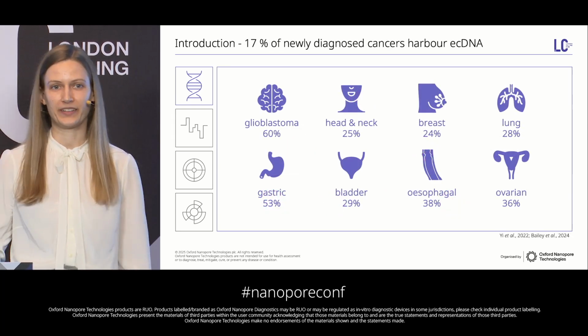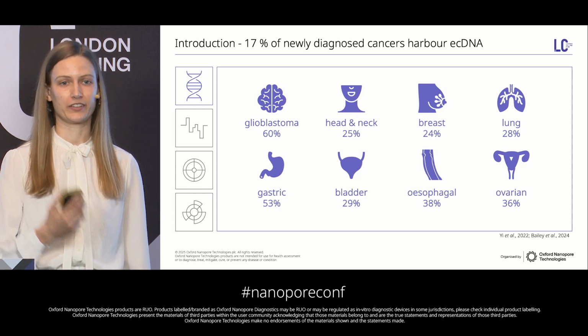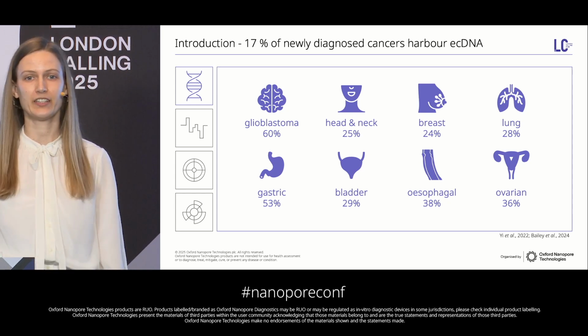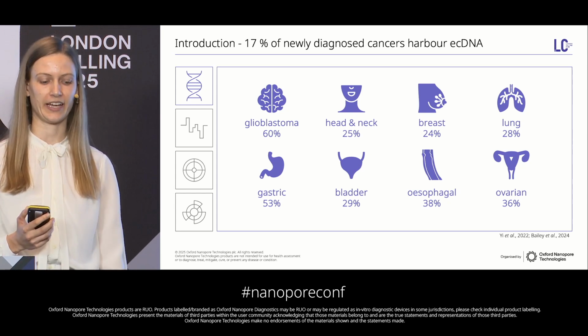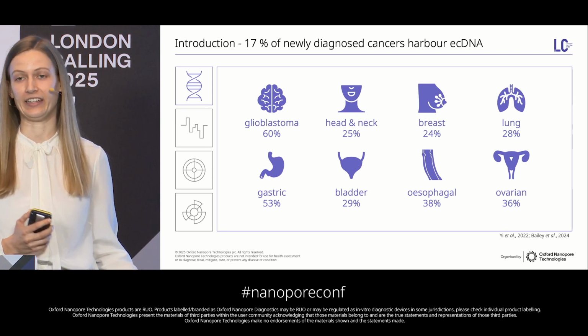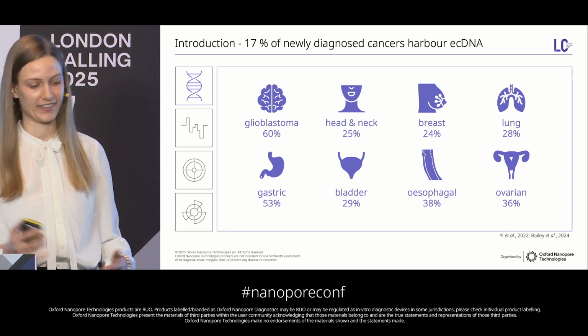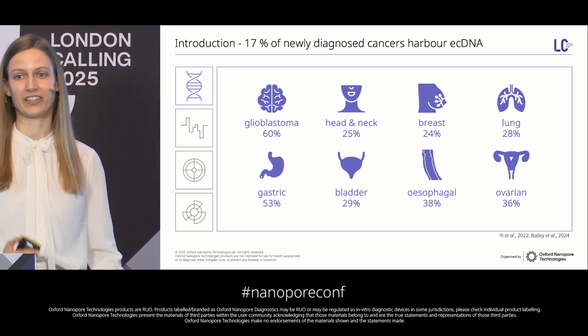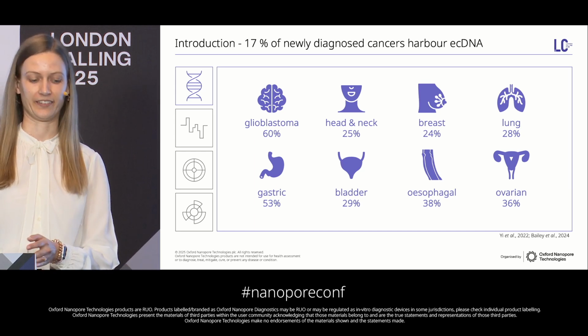And recently it's been discovered that ecDNA is actually associated with cancer. So 17% of all newly diagnosed cancers have ecDNA in the cancer cells. And for some cancers, like glioblastoma, even 60% of all cancer cases have ecDNA.